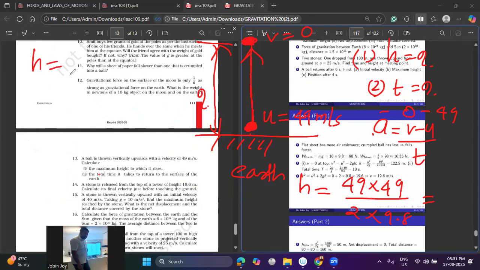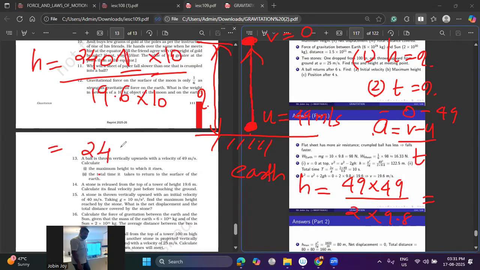So h is equal to 49 into 49, which is 2401, divided by 9.8 into 2. 9.8 into 2 is 19.6. So here there is one decimal. To remove this decimal, I will multiply by 10, and to balance it, I will multiply by 10 in the numerator also. So this becomes 24010 divided by 196.